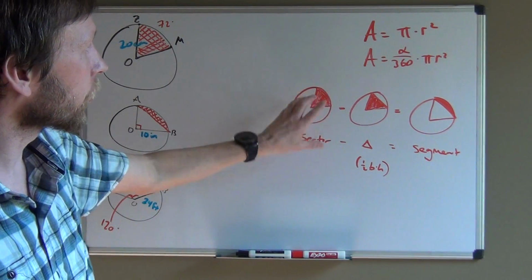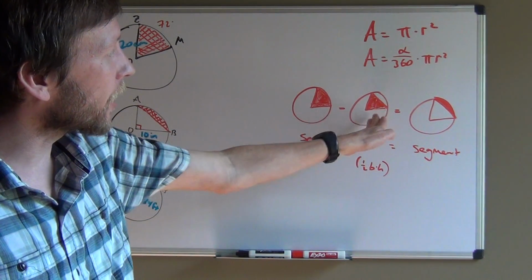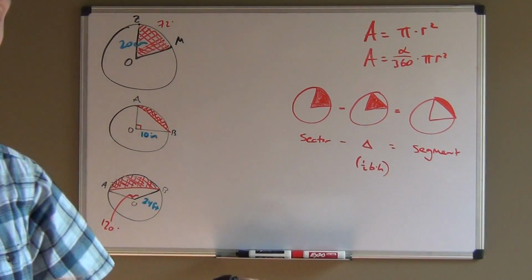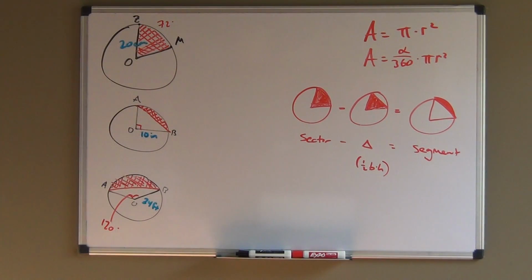And so essentially what we do is we find the area of that sector first, which we're going to chat about. We subtract the area of that triangle, which we already know how to determine, and then that leaves us with the area of the segment. That's going to be our approach here in geometry class.